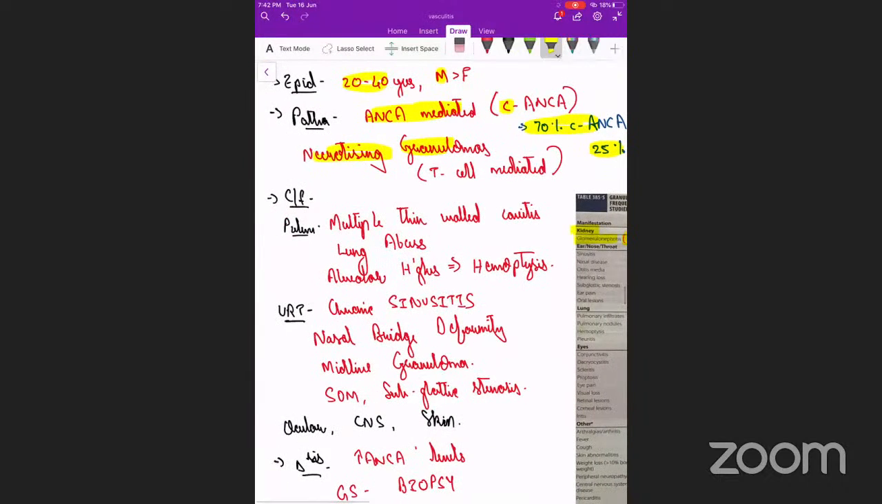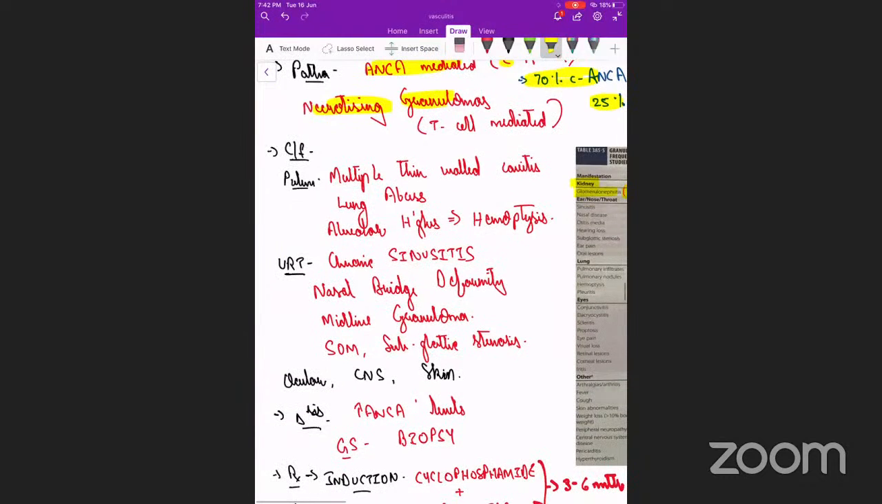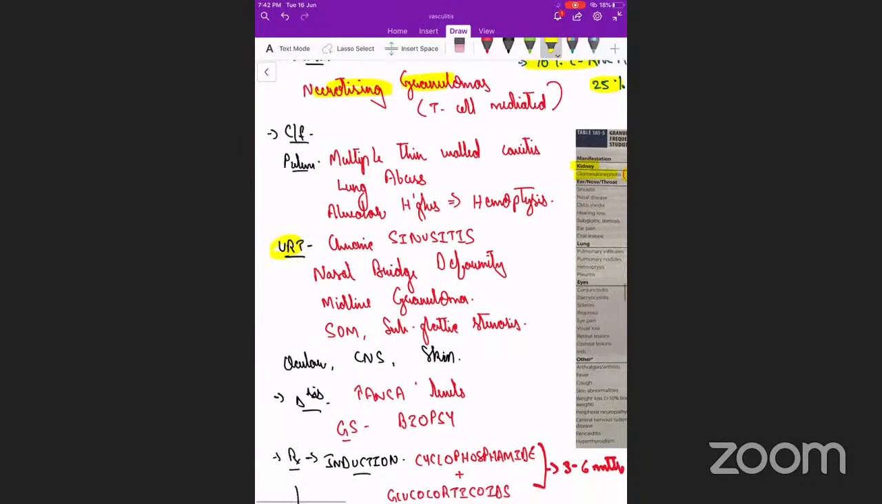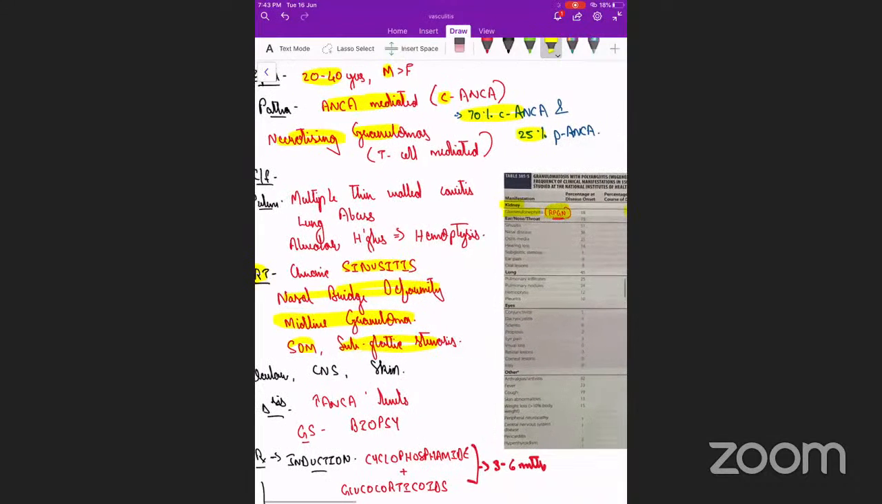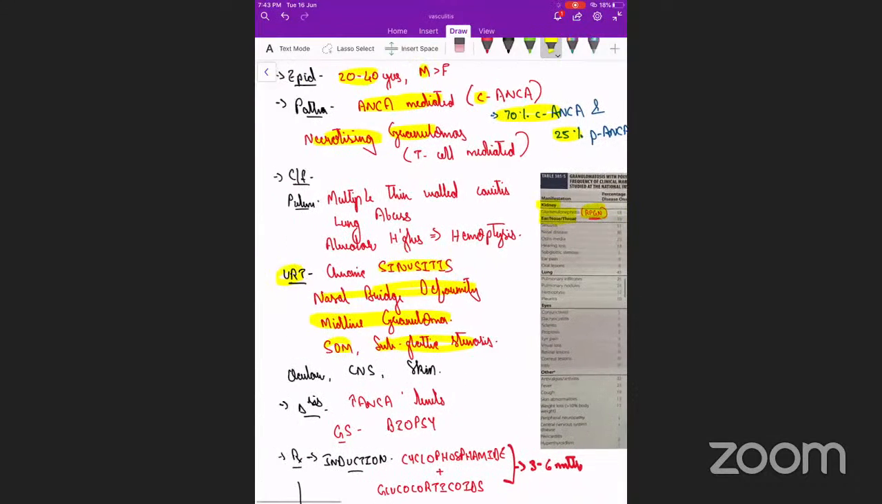Next, coming to upper respiratory tract involvement. What all can be there? Chronic sinusitis can be there. Sinuses will get chronically inflamed. Nasal bridge deformity can be there. These inflammatory infiltrates go affect the septa, which will lead to nasal bridge deformity, or septal perforation can take place. Midline granuloma can be there. Serous otitis media can be there. Subglottic stenosis can be there. These are upper respiratory tract findings. Okay, next in the line is lower respiratory tract.